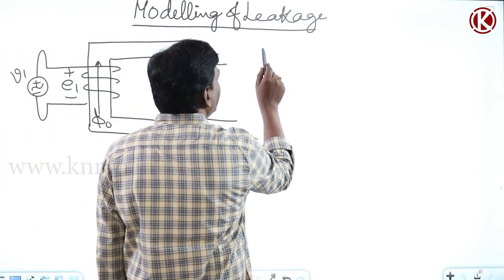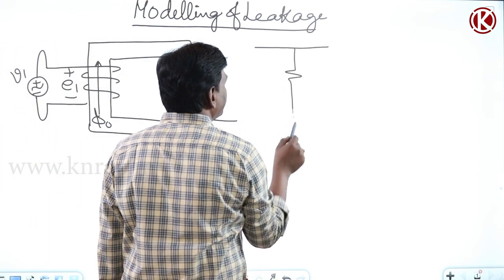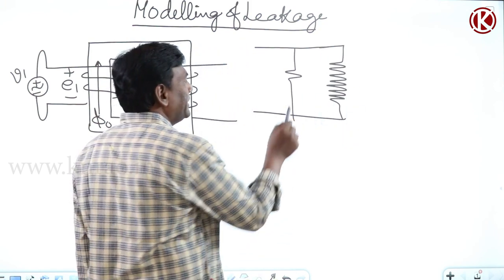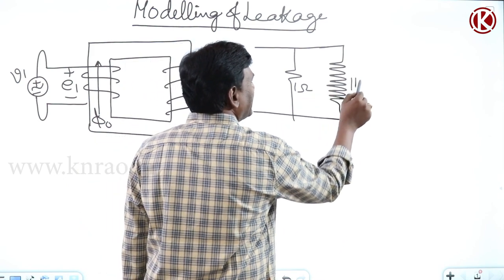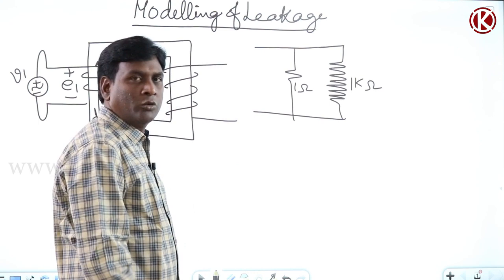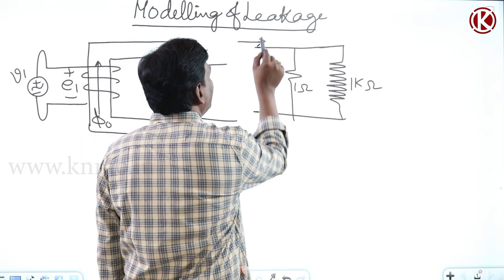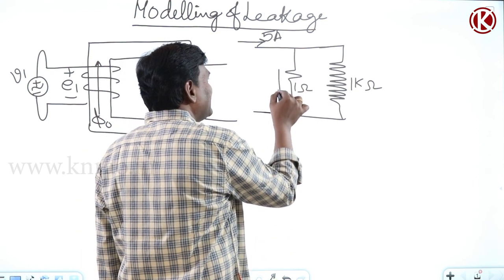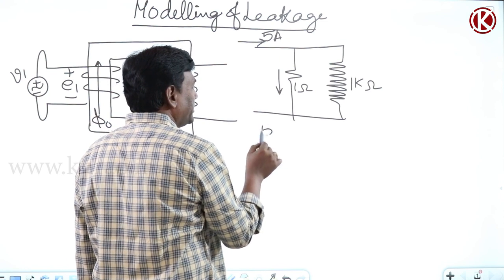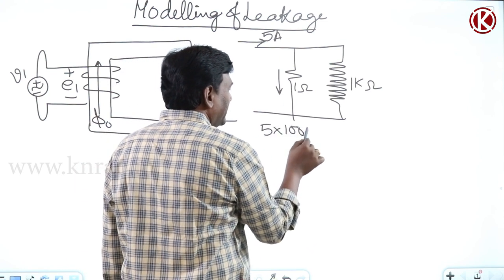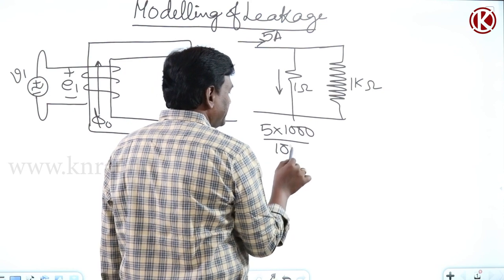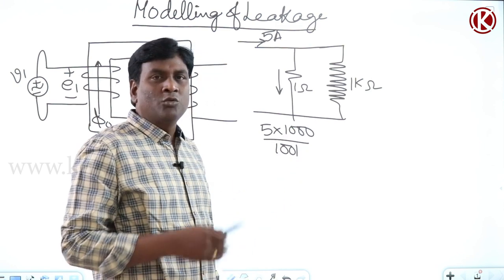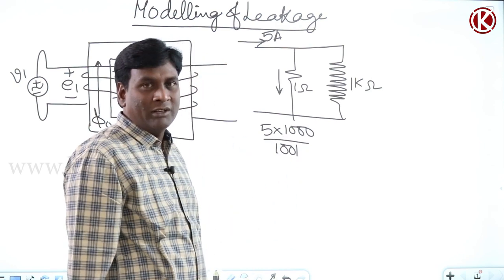Like for example, if I have a network with a very huge resistance here, maybe this is 1 ohm, and this, let us think, is 1 kilo ohm, a normal electrical network. If 5 amperes current is flowing through this, how much is the current flowing through the 1 ohm branch? It is 5 into the other resistance 1000 divided by the total resistance 1001. It's almost 5 amperes, because 1000 by 1001 is almost unity.